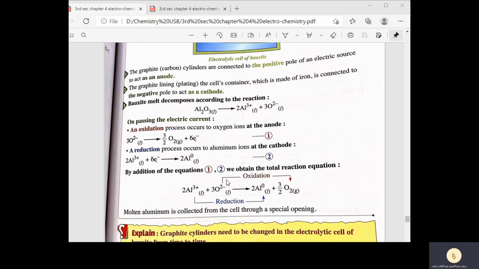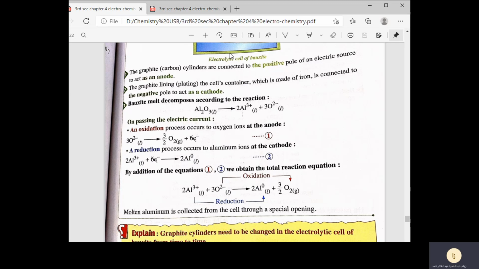طبعا عشان الألومنيوم كان plus 3 فبقى 0، يبقى الاكسيديشن نمبر بتاعه قل، يبقى حصل ريدكشن. الاكسجين كان نيجاتيف 2 اصبح 0، يبقى حصل له اوكسيديشن. طيب يبقى احنا عملنا ايه؟ اوكسيديشن ريدكشن رياكشن، وده طبعا سبونتينيوس ولا نون سبونتينيوس؟ لانه محكوم بالالكتريك سيركت.